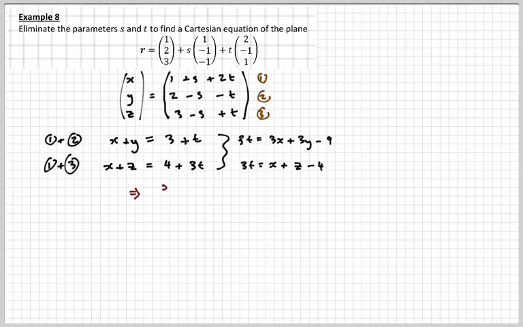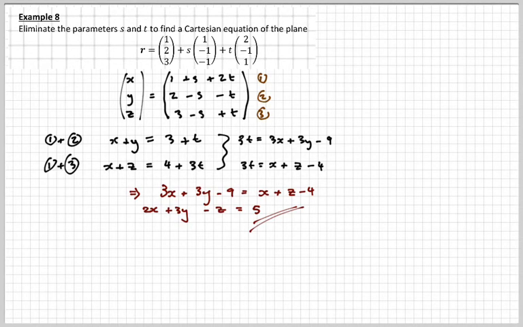And now we can just equate these. So 3x plus 3y minus 9 equals x plus z minus 4. And then rearrange and you get 2x plus 3y minus z equals 5. Now it's a Cartesian equation because you've got x's, y's, and z's. And unlike the line equations where you had 3 equations equal to each other, here you can just have one equation. Okay.